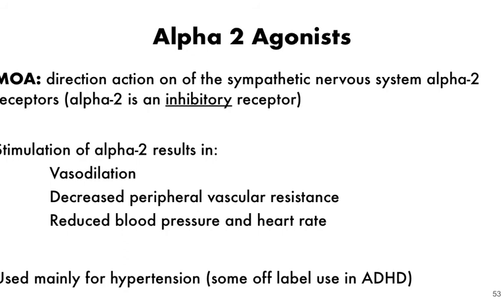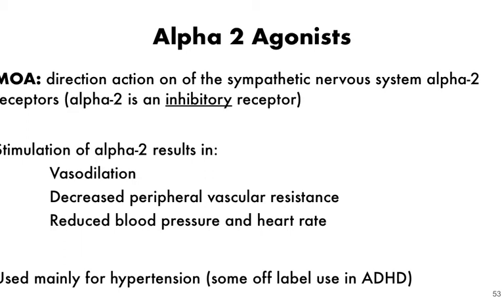Another peripheral tool in your hypertension tool shed are the alpha-2 agonists. These are not something that you would reach for directly, but it could be something that you could use if there are contraindications to the medications we've already discussed. Alpha-2 agonists work by direct action on the alpha-2 receptors. Now, alpha-2 is an inhibitory receptor. So by action on the alpha-2 receptor, we get vasodilation, we get decreased peripheral vascular resistance, and therefore decreased blood pressure and heart rate.